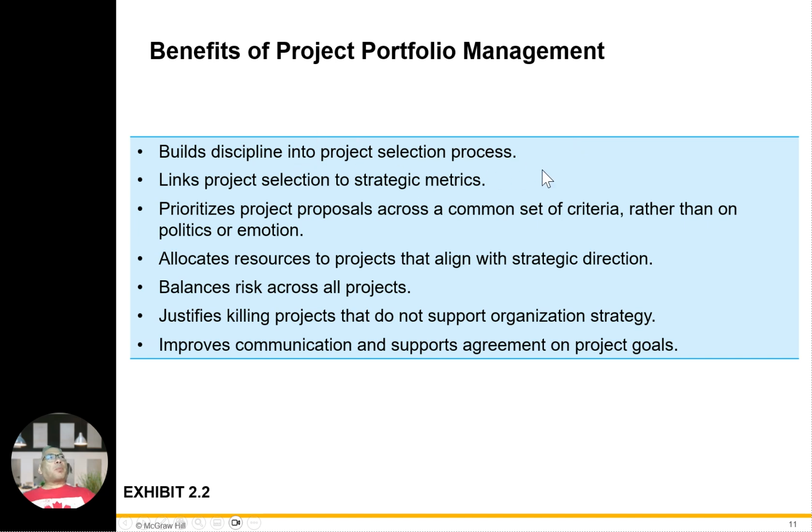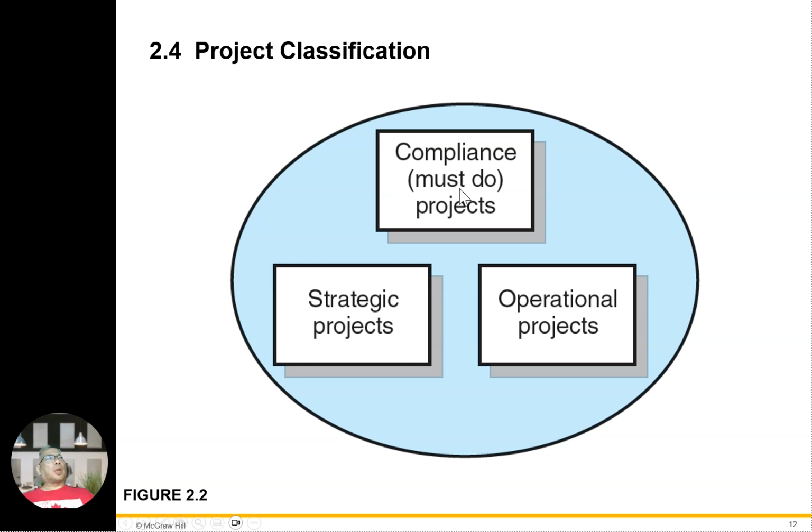Okay. Benefits of project portfolio management. Build a discipline in project selection process, link project selection to strategic metrics, prioritize project proposals across a common set of criteria, allocate resources to projects that align to strategic directions, balance risk across all projects, justify killing projects that do not support organization strategy. Okay, if it does not support the strategy, then you're going to stop that project right away. And improve communication and support agreement with the project goals.